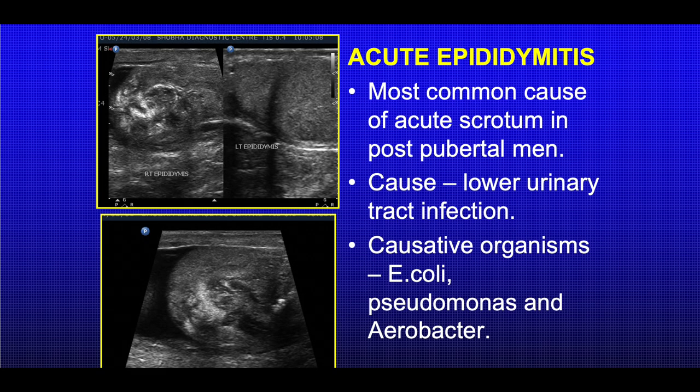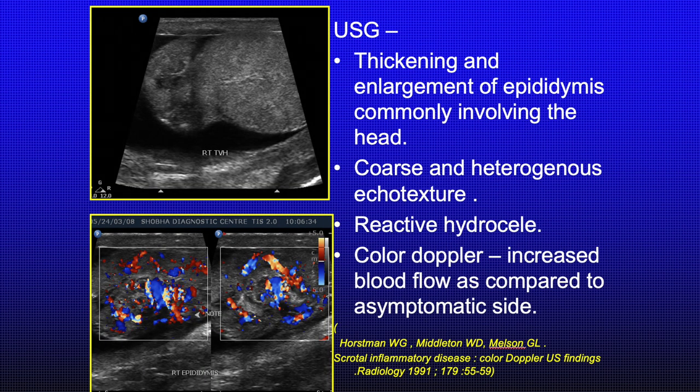Now, epididymitis is a very commonly seen condition, especially in post-pubertal men, where the common culprit is either a lower urinary tract infection caused by E. coli, Pseudomonas, or very commonly they're also seen with sexually transmitted diseases, mainly gonorrhea being the culprit. Ultrasound signs are very classical: thickened, enlarged, inhomogeneous epididymis with increased vascularity on Doppler with a reactive hydrocele.